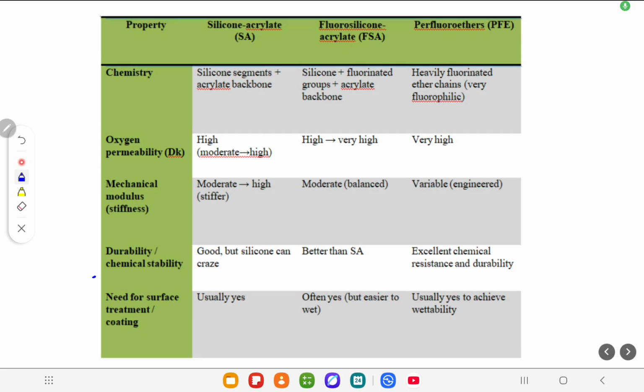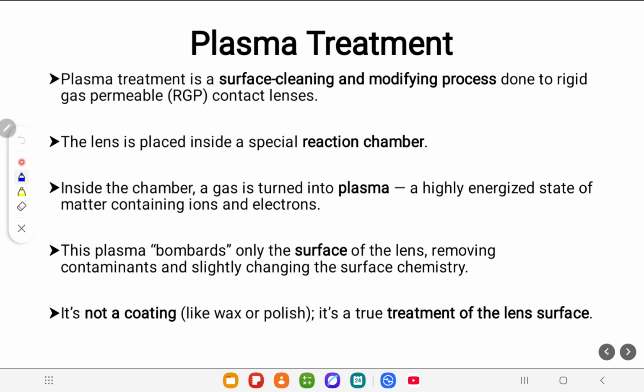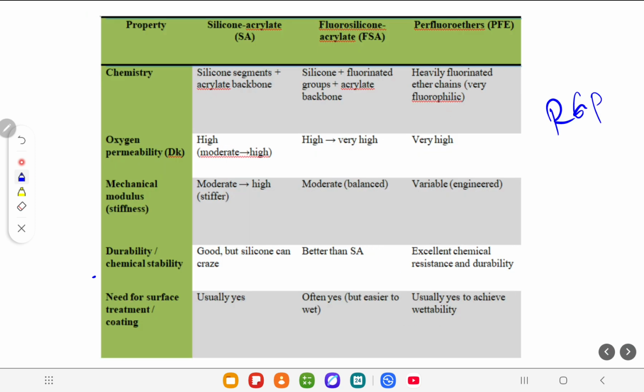Let's discuss the comparison of silicon acrylate, fluorosilicon acrylate, and perfluoroether in our third part of this video on RGP. What I also wanted to add is plasma treatment. I think that's an important point in RGP. So let's first discuss the comparison, and then the chemistry comparison.